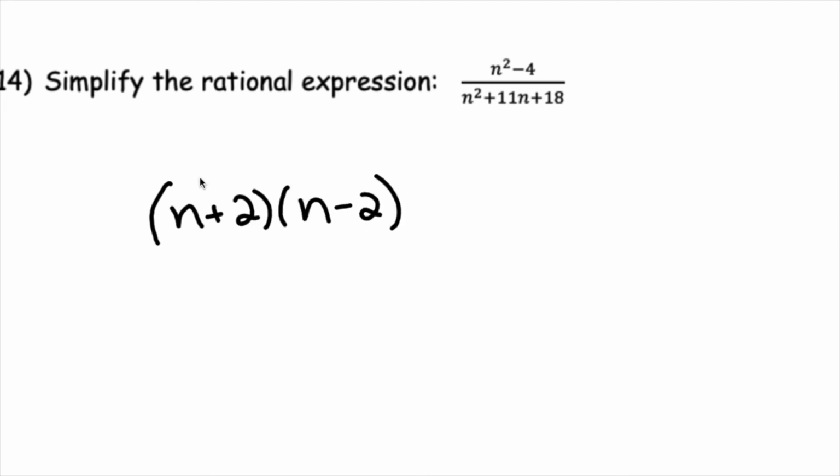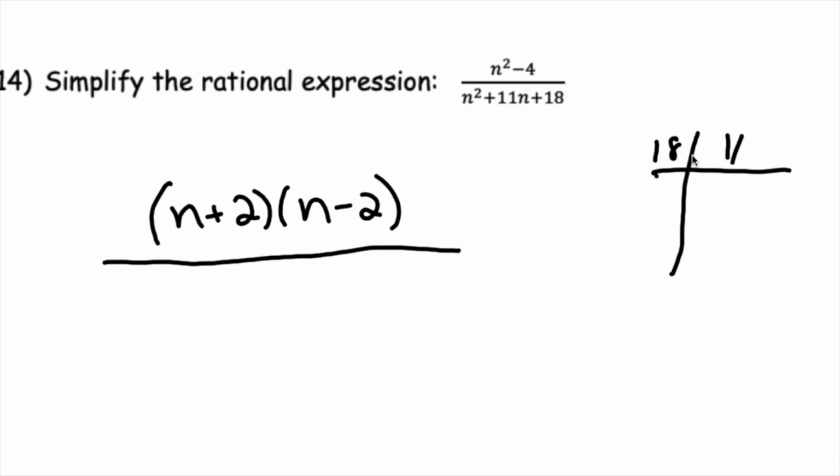Again, we want to know what times itself gives us n squared. That's n. So n times n. What times itself gives us 4? So that's 2. 2 times 2. And then one positive and one negative. On the denominator, we're going to do a table for that one. So 18 and 11.